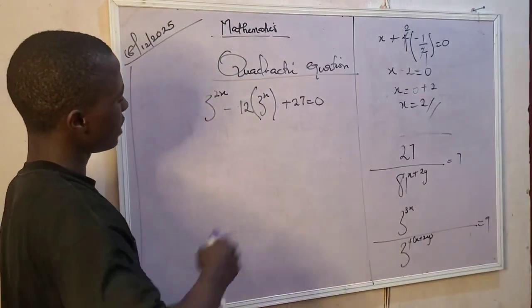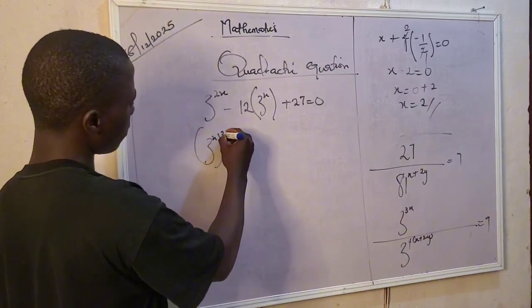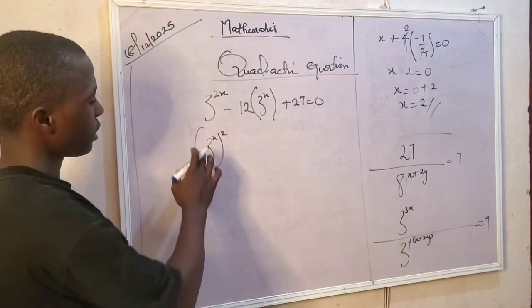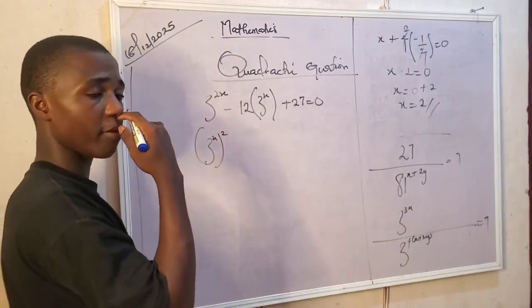So this becomes 3 to the power of x, and we bring down the 2 halves. Know that if we are to open this bracket now, we multiply the powers, just as I did in my previous class.